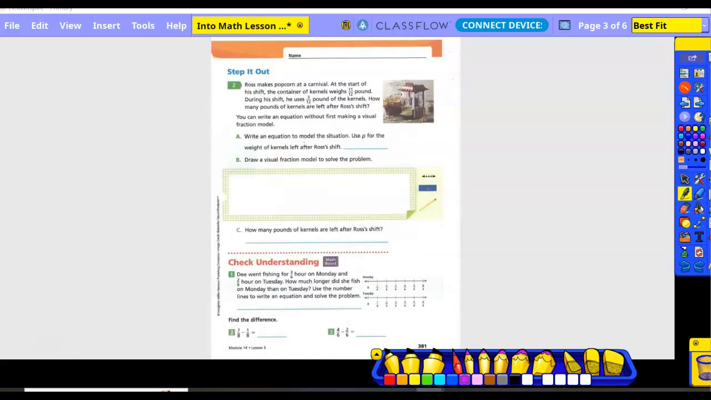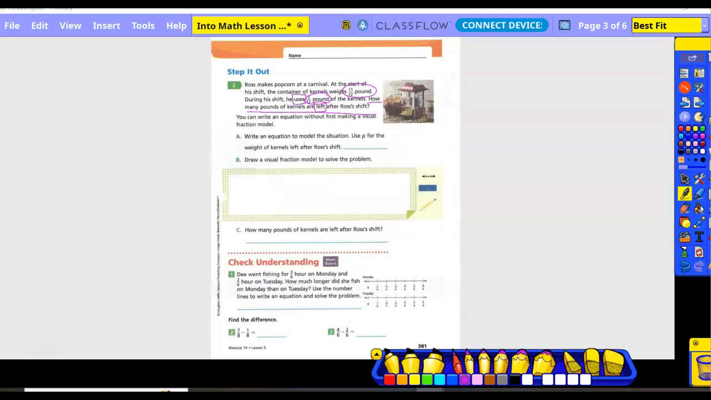Number 2. Ross makes popcorn at a carnival. At the start of his shift, the container of kernels weighs 11/12 of a pound. During his shift, he uses 3/12 pounds of the kernels. How many pounds of kernels are left after Ross's shift? So let's circle our information. 11/12 of a pound, 3/12 of a pound. How many pounds of kernels are left after Ross's shift? What am I going to put in a box? What tells me that I'm adding, subtracting, multiplying, or dividing? What's my keyword? Left. And then there's also another one.